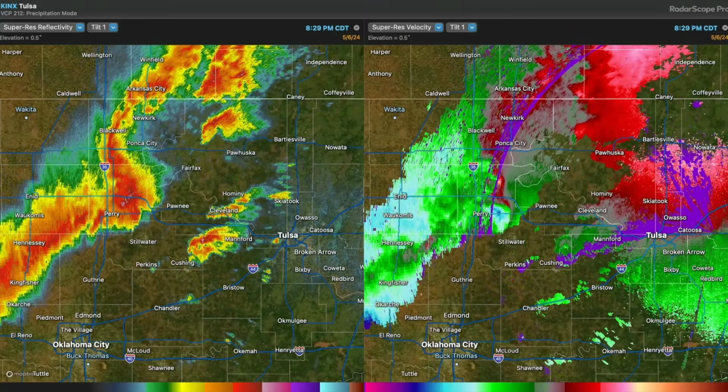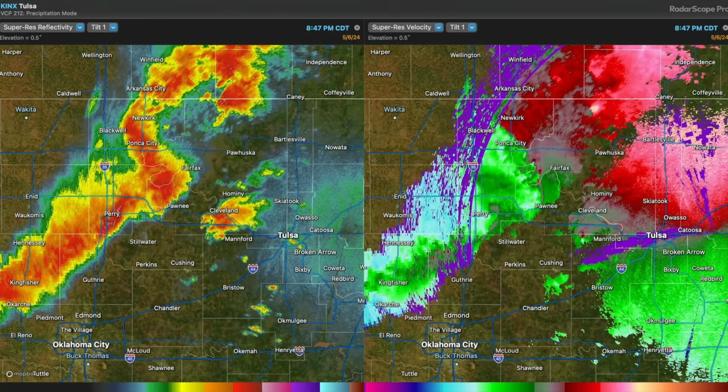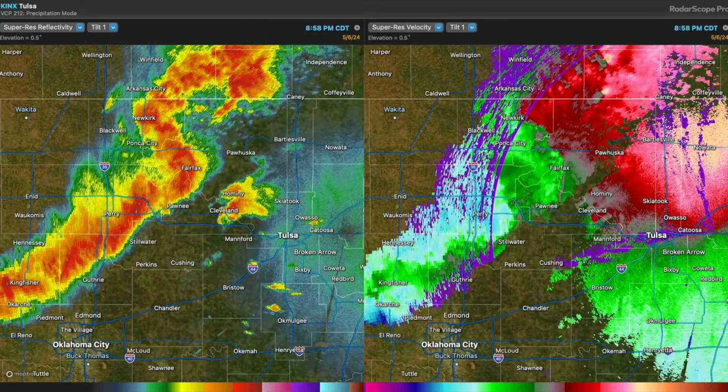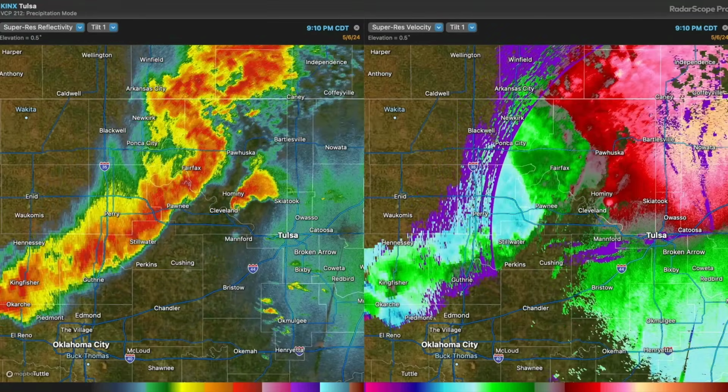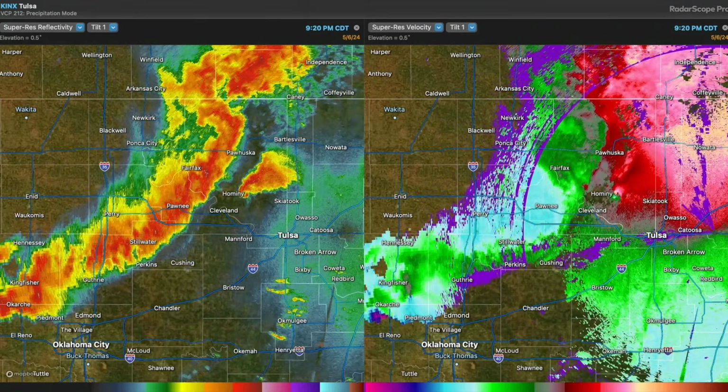Reflectivity and velocity are the two foundational products of weather radar and can tell us a number of things about a storm's behavior and characteristics. However, they only give us a two-dimensional look at targets.